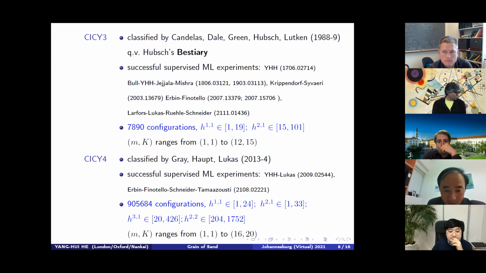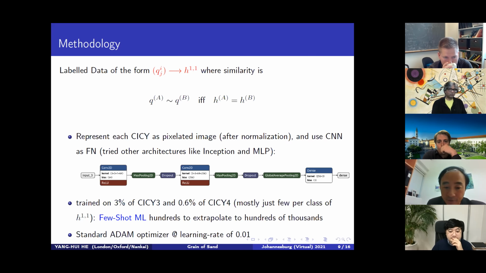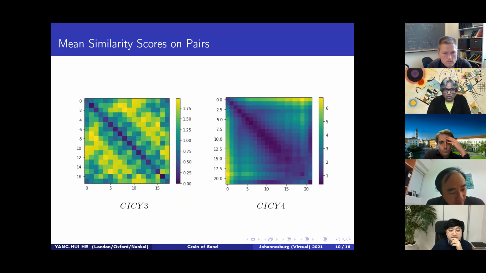I want to emphasize that because of the Siamese network, it is sufficient to look at only tens to hundreds out of hundreds of thousands to extrapolate this data. Then you run this through the Siamese network with a standard Adam optimizer and learning rates. Here are the plots: the 19 classes of h11 for CICY3 and the similarity score as detected by the Siamese network, having seen only a few-shot learning of this.